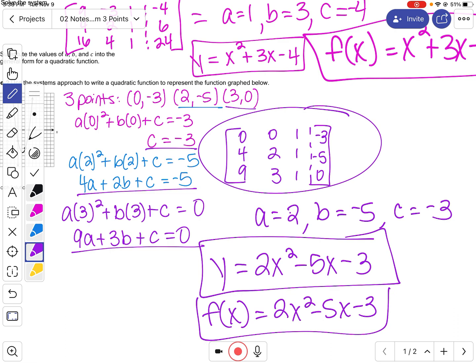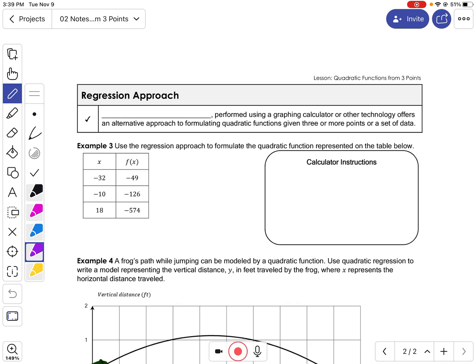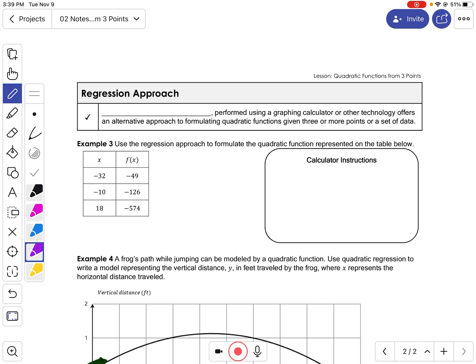Okay, let's take a look at the back. So regression approach, this is a different approach. So that one I used 3 points, and then I plugged them in in order to solve my solution. So this one is going to be quadratic regression, performed using your graphing calculator or other technology offered.